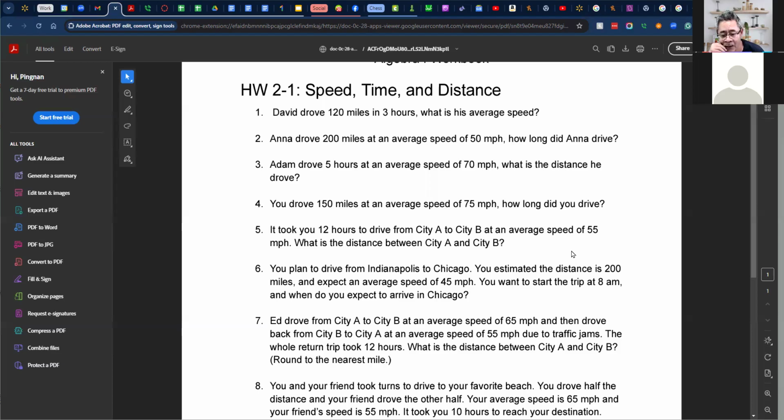Very good. Number five, it took you 12 hours to drive from city A to city B at an average speed of 50 miles per hour. And what is the distance between city A and city B?